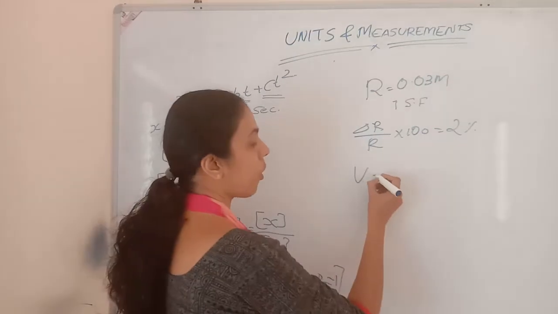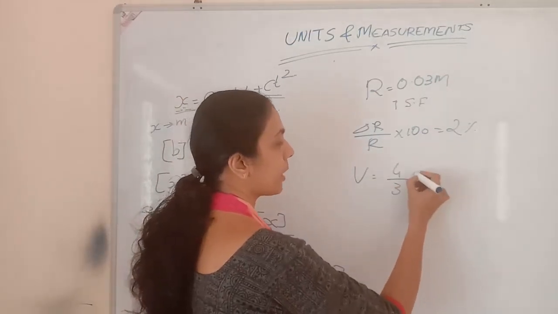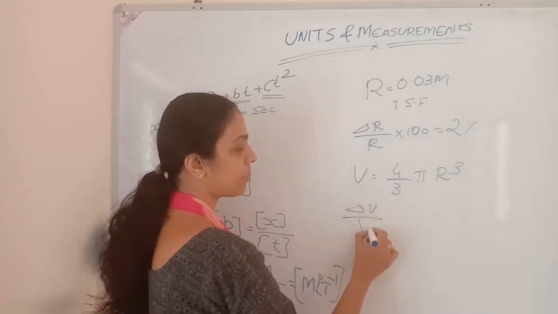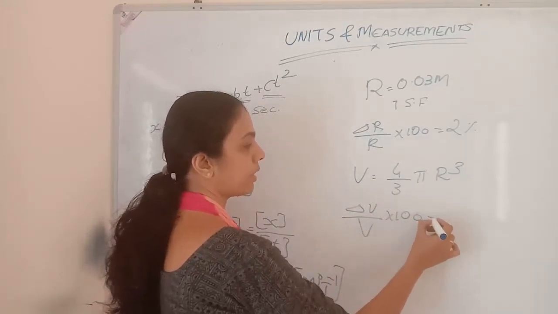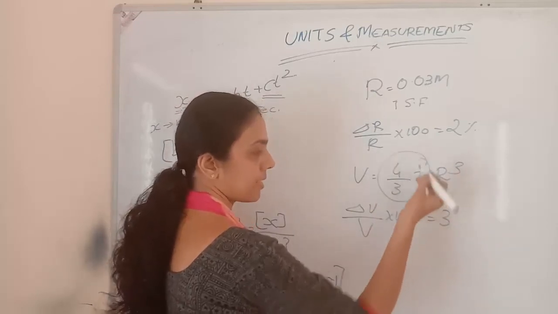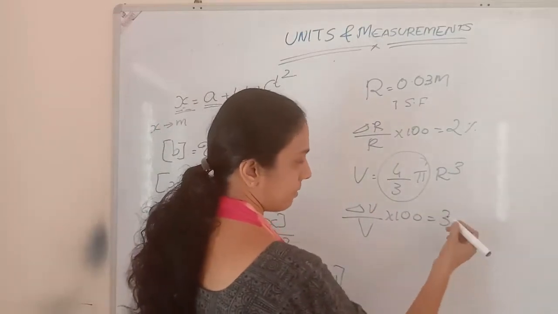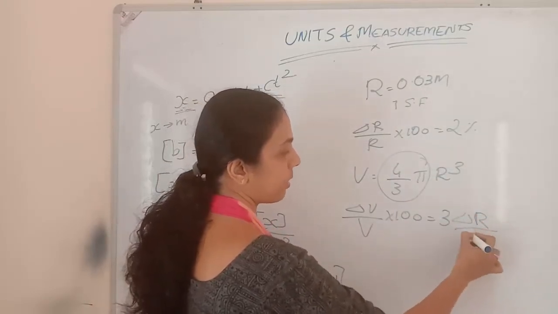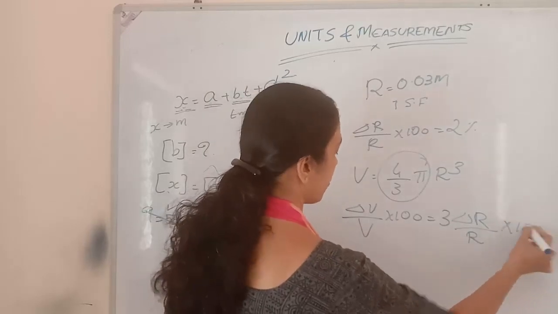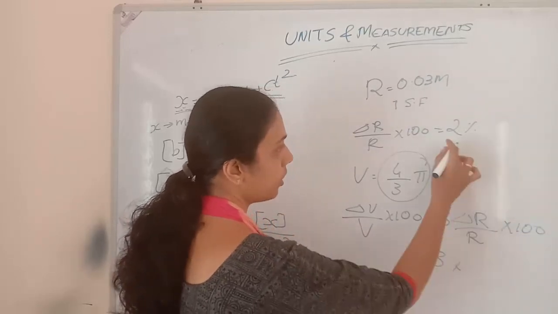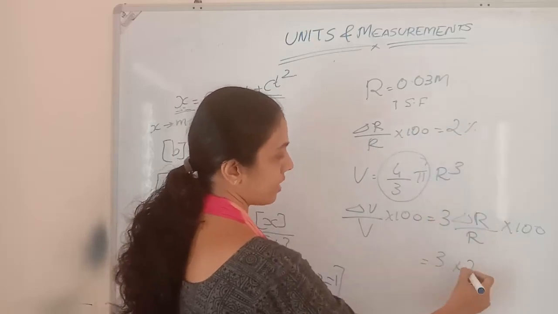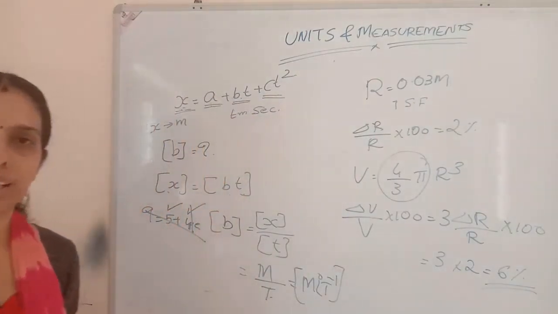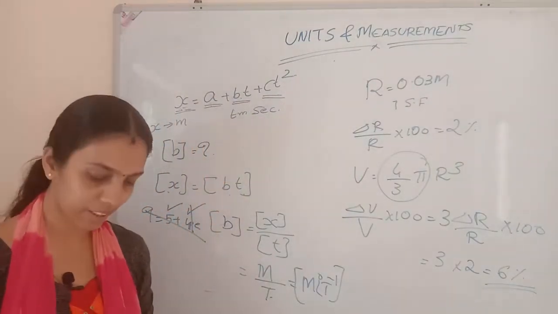How can we find out the volume of a sphere? 4 by 3 pi r cube. So while we are taking the percentage error, delta v by v into 100 will be equal to 3 into delta r by r into 100. These are constants, and constants don't have any change in our error, right? They don't have any error. So 3 into delta r by r into 100, which is given as 2. So the percentage error in volume is 6%. Okay, clear?